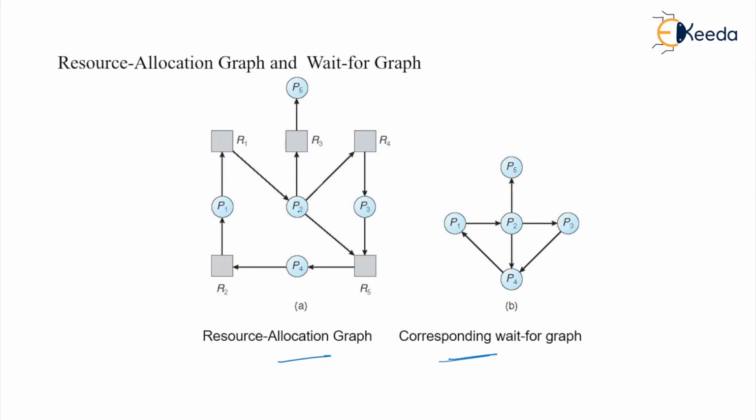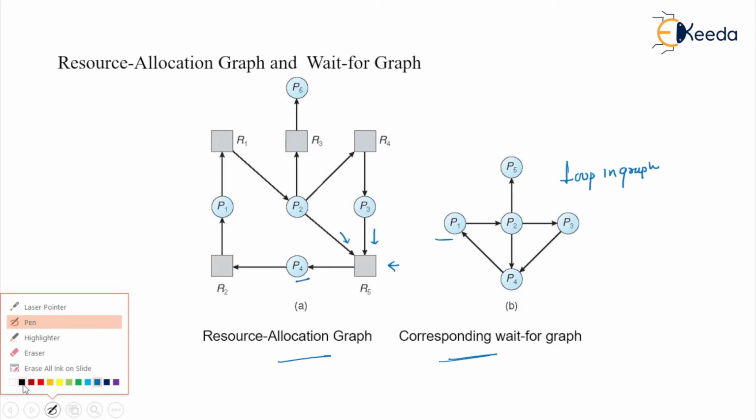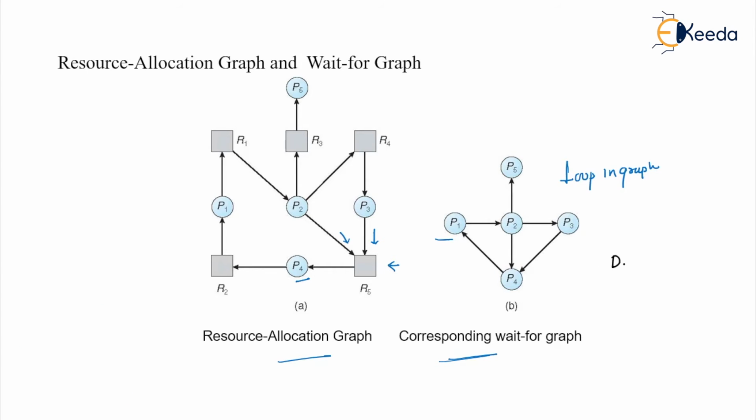P2 is also looking for resource R5, which is allocated to P4, so from P2 to P4 there is an edge. P4 is looking for R2, which is allocated to P1, so from P4 to P1 there is an edge. Just remember that two processes are looking for the resource R5, which is allocated to P4, so both are waiting for P4. Now you can see that there is a loop in the graph, and a loop in the graph means that this system is in deadlock.